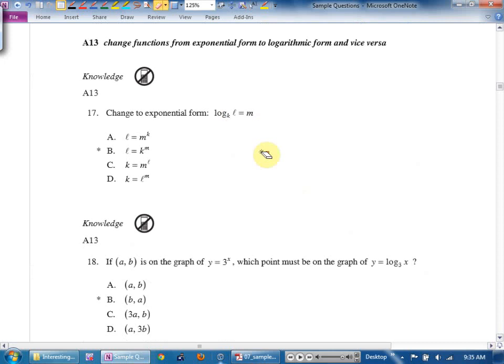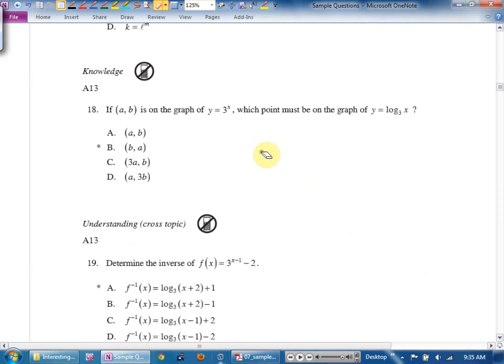Here's one that seems tough, but it's meant to be really easy. If a comma b is on y equals 3 to the x, which point must be on the graph of that? Now that looks really tough, except what's my base? What's my base? Exponents and logs are inverses of each other. How do I find an inverse? That's the point that's on there, folks. Logs and exponents are inverses of each other. Okay? So if you know one, you know the other.